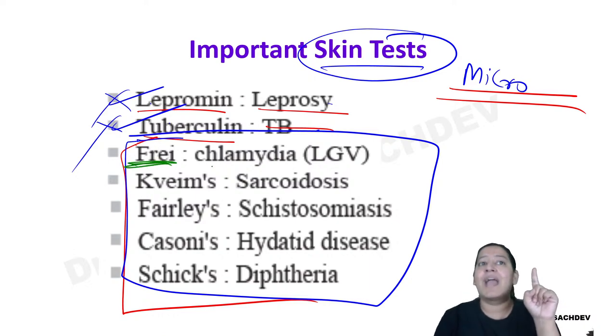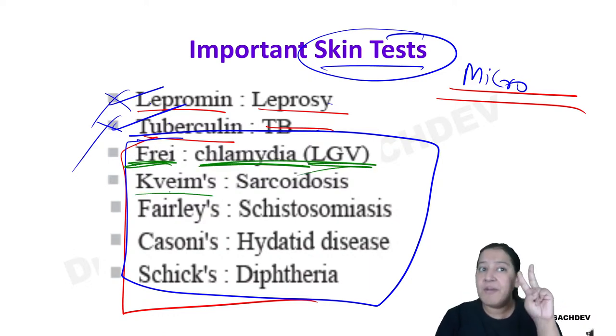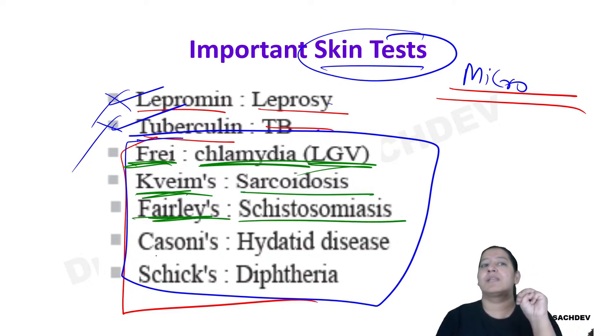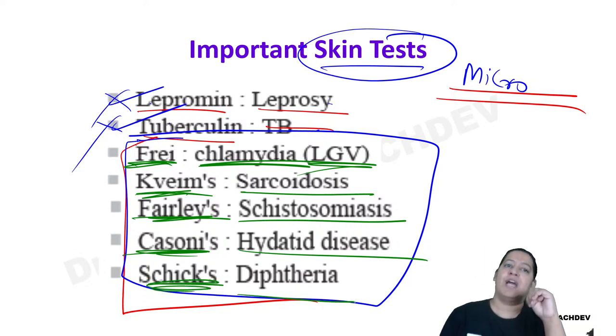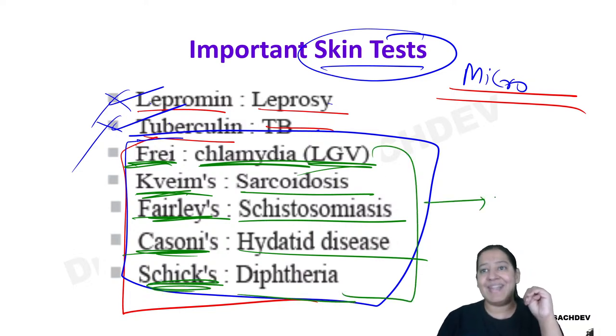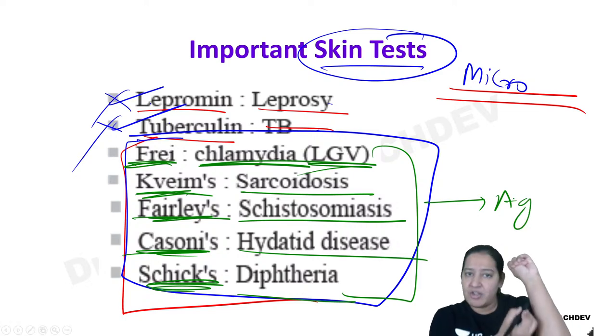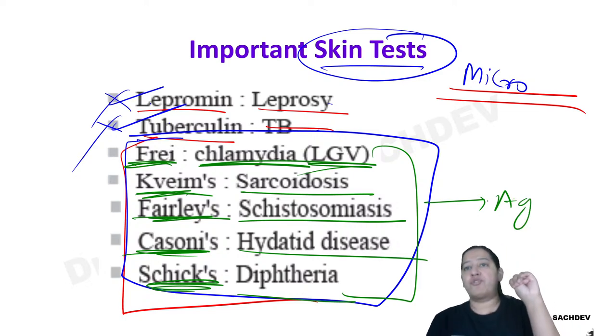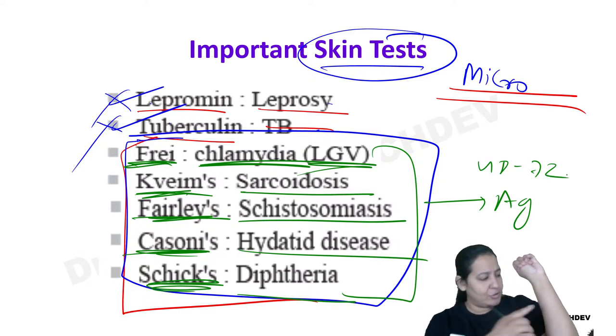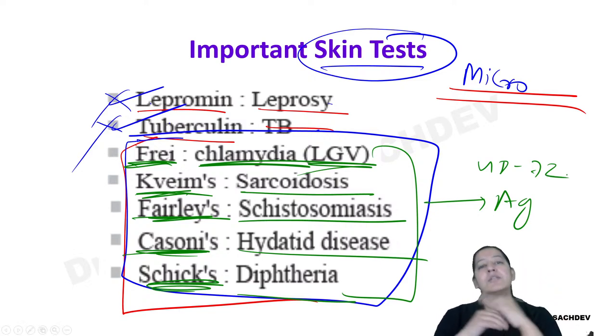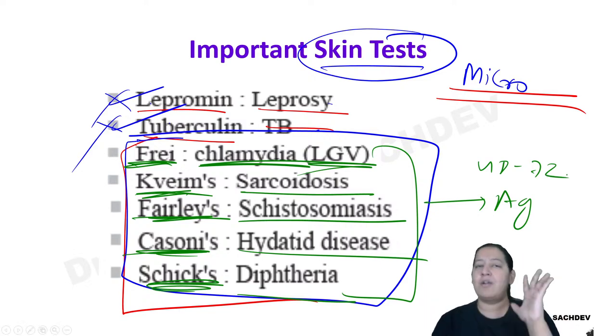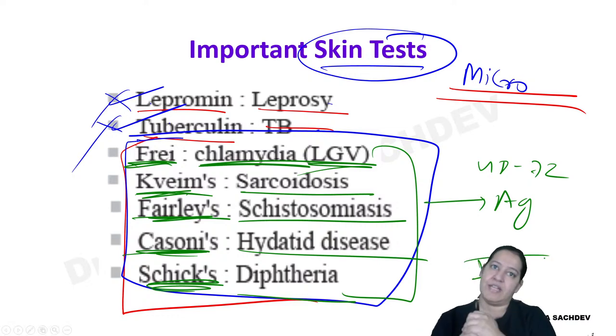Frei test किसमें होता है? Chlamydia, LGV. Kveim test किसमें होता है? Sarcoidosis. Fairley test किसमें होता है? Schistosomiasis. Casoni test किसमें होता है? Hydatid cyst. और Schick test किसमें होता है? डिप्थीरिया. इन सब में हम एंटीजन लेके स्किन में इंट्राडर्मली इंजेक्ट करेंगे और 48 से 72 घंटे के बाद उसके अराउंड इरिथेमा मार्क करेंगे. So that is the phenomenon of the skin test, and all of them are type 4 hypersensitivity, delayed hypersensitivity, that is the principle.